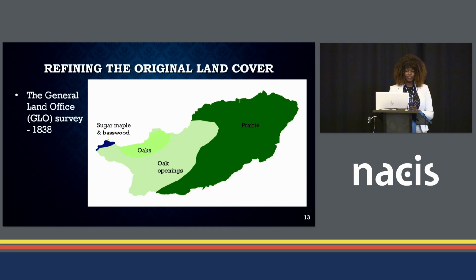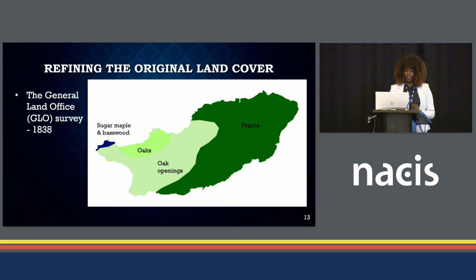After we had our boundary, we then went ahead and got the original land cover, which was drawn from the General Land Office survey in 1838. As we can see here, the majority of the watershed was actually prairie. That was about 59% prairie, with some oak openings and some closed forests.